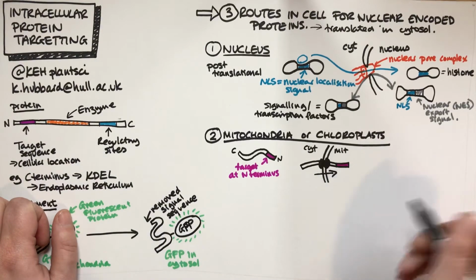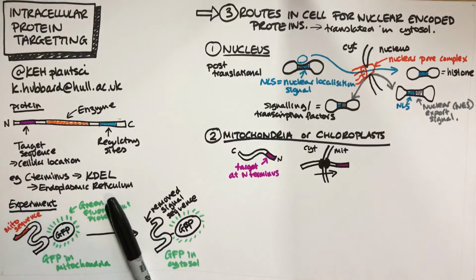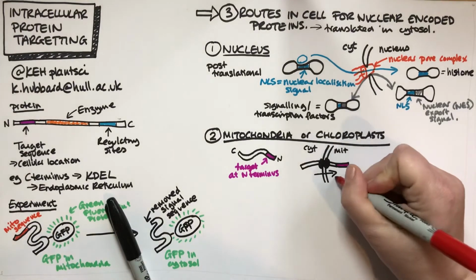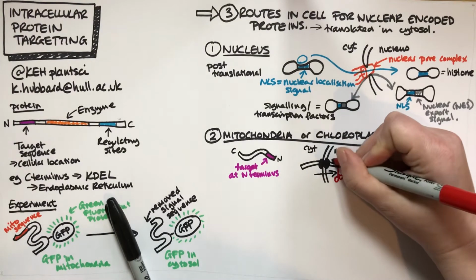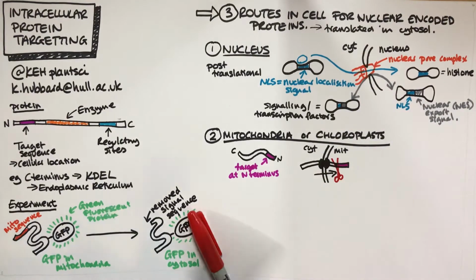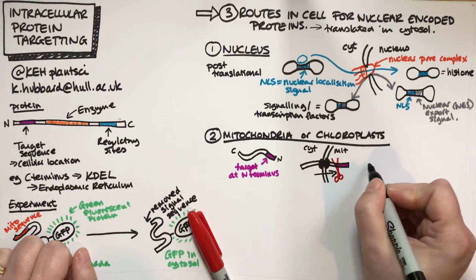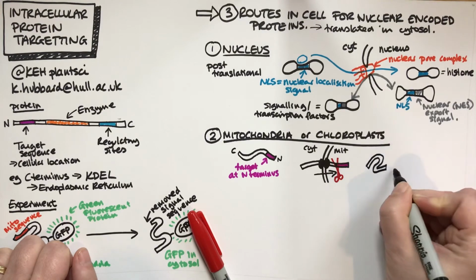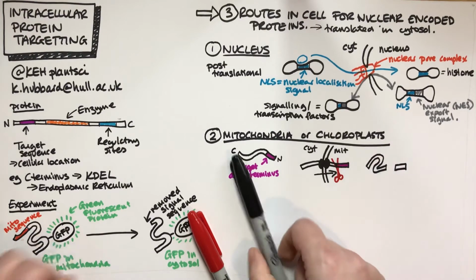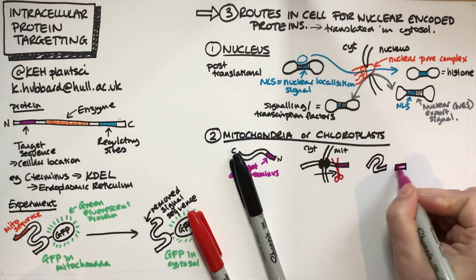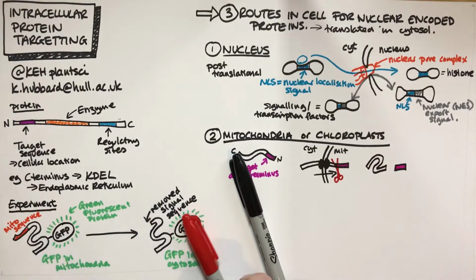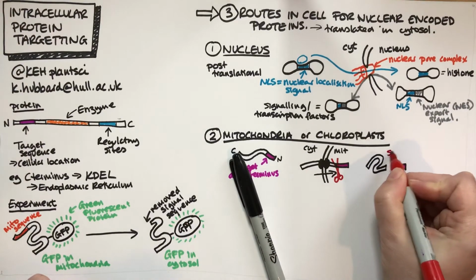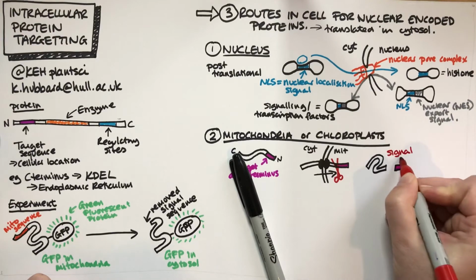What happens when you get into the mitochondria is that some enzymes cut off that mitochondrial targeting sequence. So the final protein is then allowed to refold, but the signal sequence has been cut off. So we've got signal cleavage.